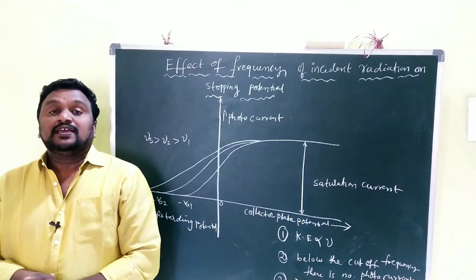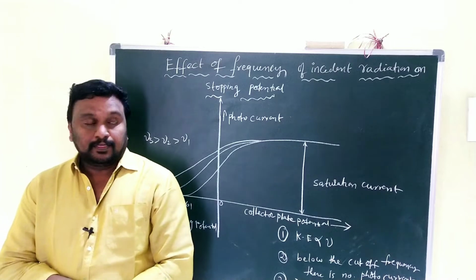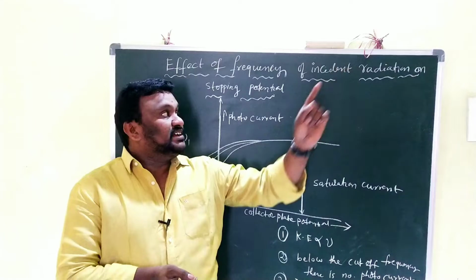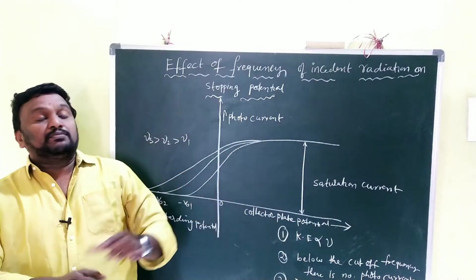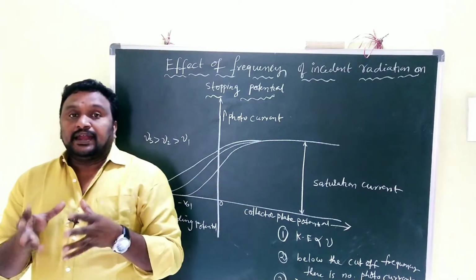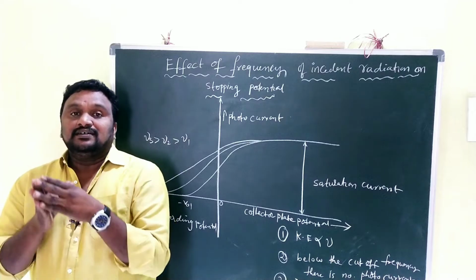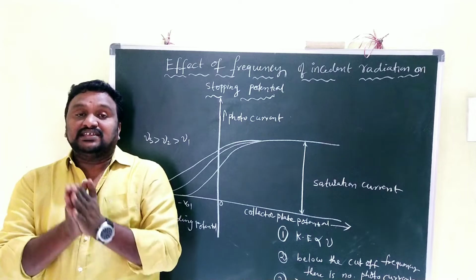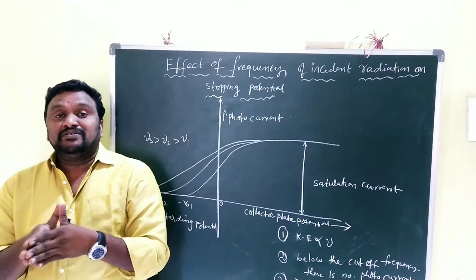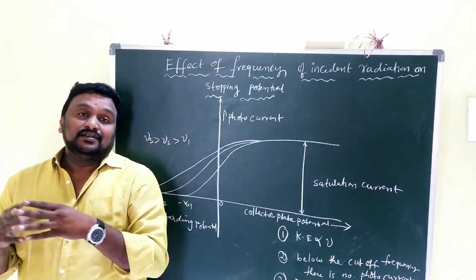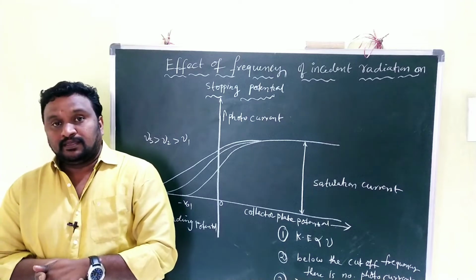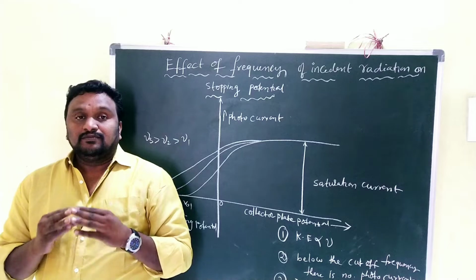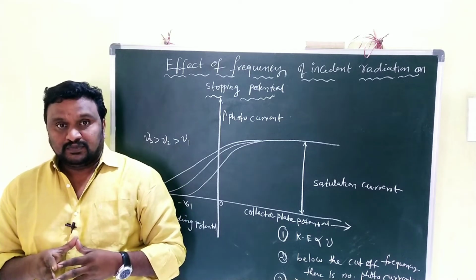Okay children, today our topic is the effect of frequency of incident radiation on stopping potential. And what is the relation between the frequency and stopping potential? At the same time, the relation between the frequency and photoelectric current. We discussed what the photoelectric current is.